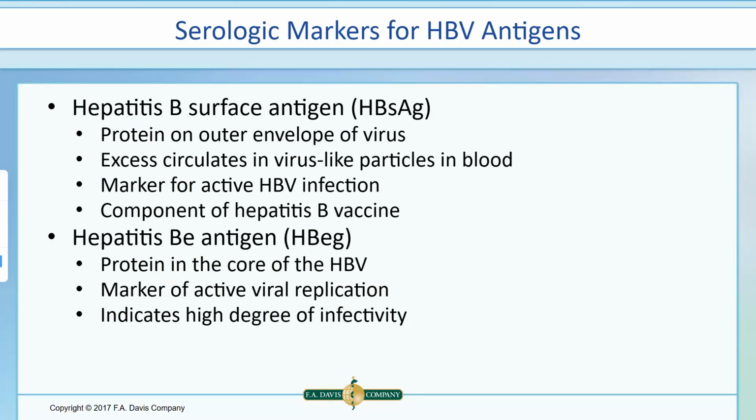Serological markers. So hepatitis B surface antigen, HBsAg, is a protein on the outer envelope of the virus. Excess circulates in virus-like particles in blood, and it's a marker for an active HBV infection. It's a component of the hepatitis B vaccine. Hepatitis B e antigen, or HBeAg, is a protein in the core of hepatitis B. It's a marker for active viral replication and indicates a high degree of infectivity. It's important to differentiate HBsAg from HBeAg.